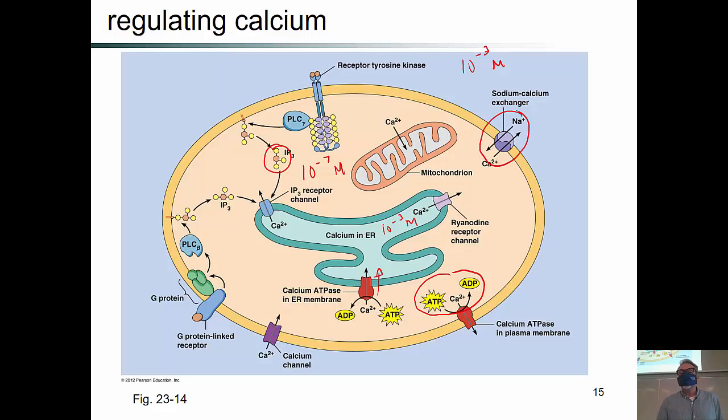In contrast, the sodium exchanger, about 3 sodiums go in, I believe it's 3, and 1 calcium goes out. So that's indirect. And this is an example of an antiporter, where sodium is going in a favorable direction, but it's pushing calcium in an unfavorable direction. Okay?